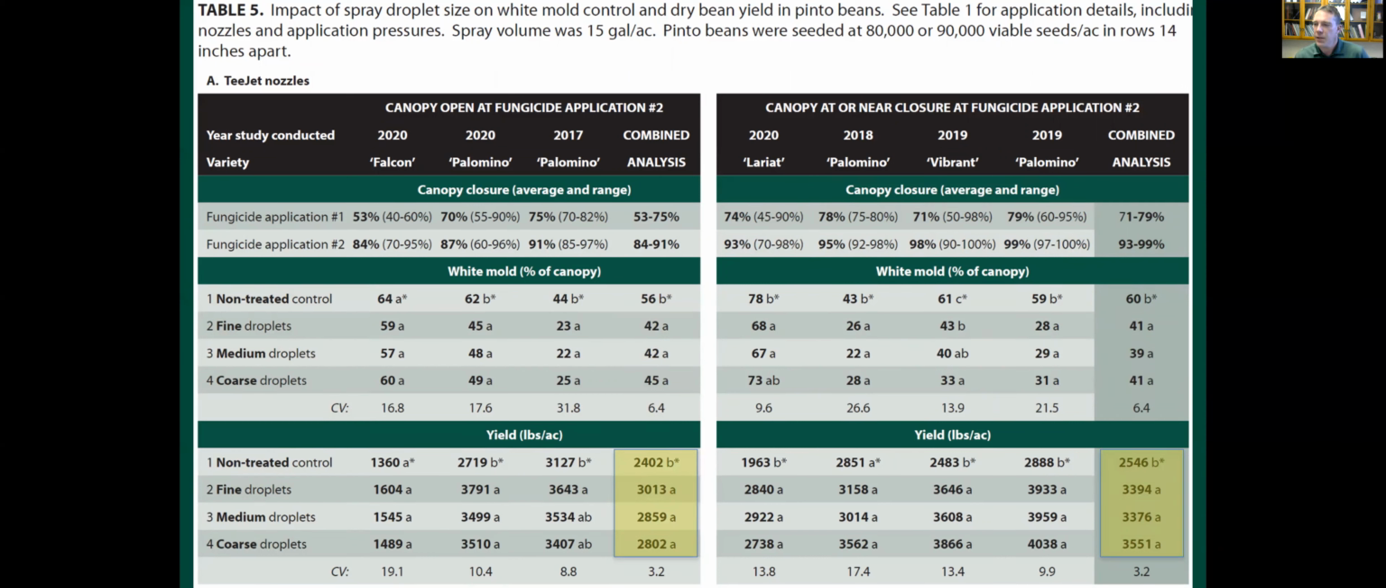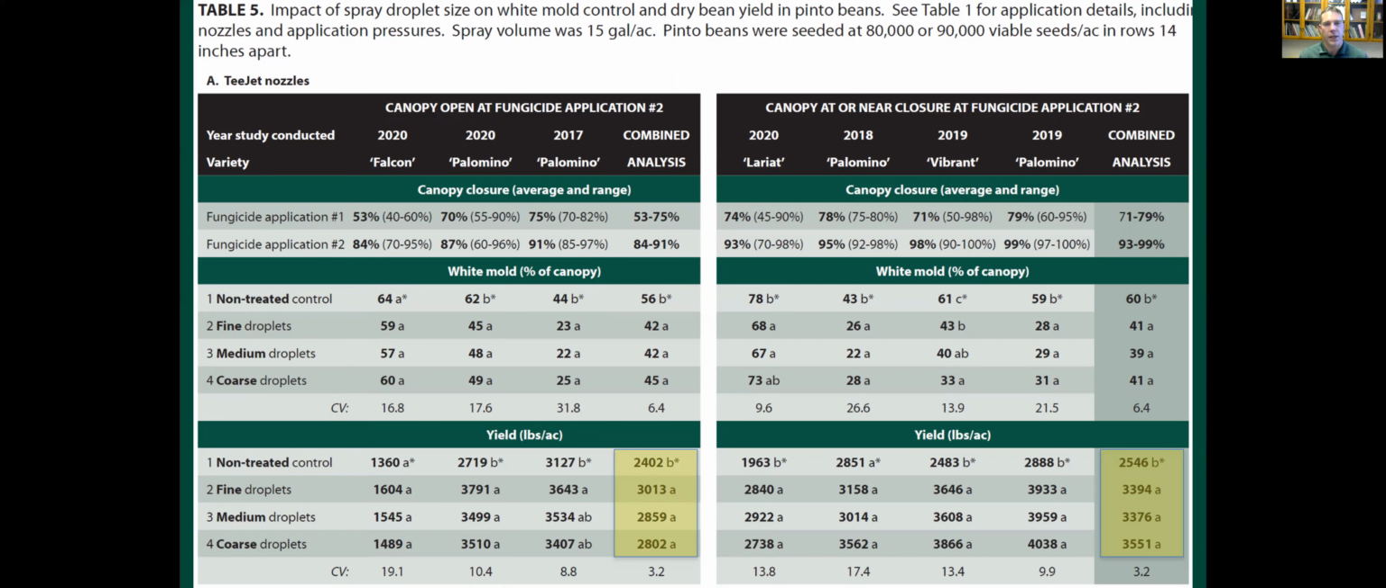On the right side of the screen, you see the opposite effect, where the combined analysis of yield in the non-treated is 2,546. When you have fine droplets, it's just under 3,400. Same thing with the medium droplets. When you get into the coarse droplets, it jumps up 150 to 200 pounds. Again, not statistically separated in this particular group, but the trend is consistent.